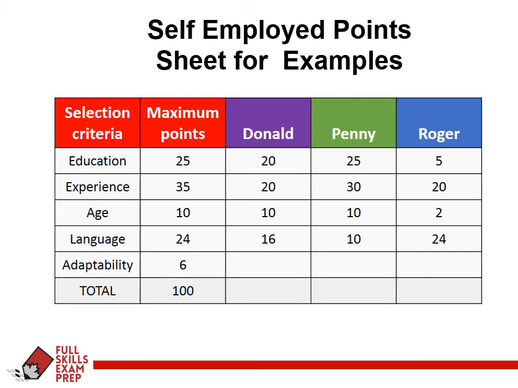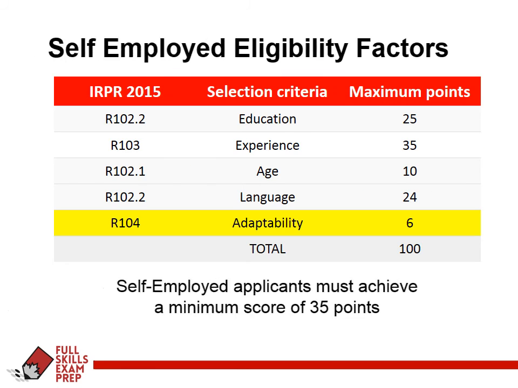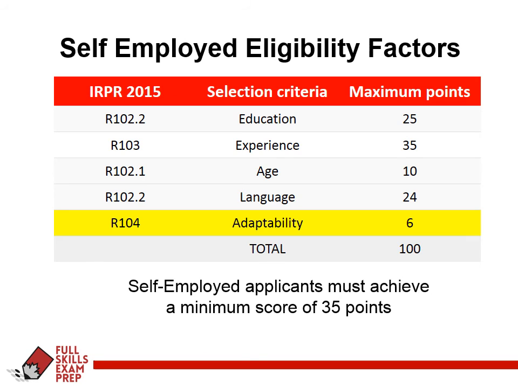So we can see that now when we look at the scores, Donald has 16, Penny has 10, and Roger has 24 out of language. Let's move on into adaptability. So that is Regulation 104.